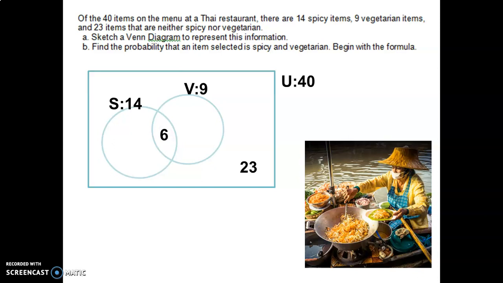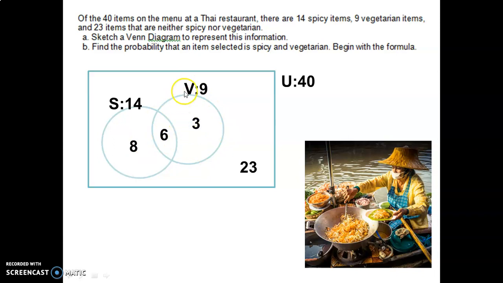That was the start, so we've already answered the question. It says find the probability an item selected is spicy and vegetarian. Well, that's it right there. There are 6 items that are both spicy and vegetarian. We have the answer from the Venn diagram, but today we're concentrating more on the formulas, so we're going to see if we can use the formulas to calculate the same value. Let's put in some more values. If that's 6, this is 8. And if this is 9, then this is 3.